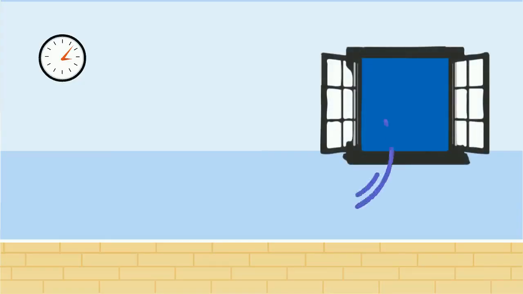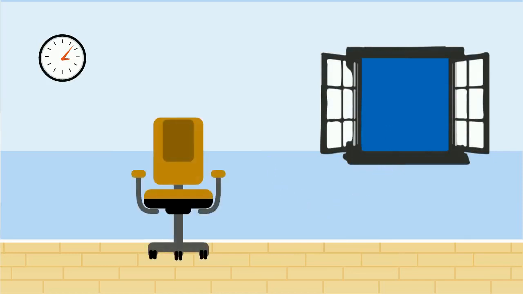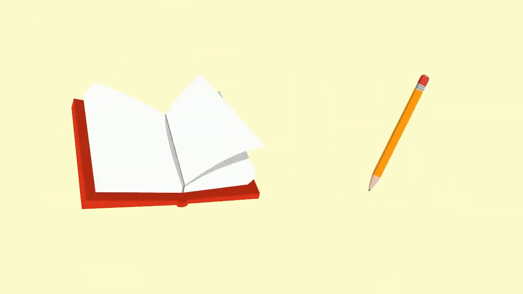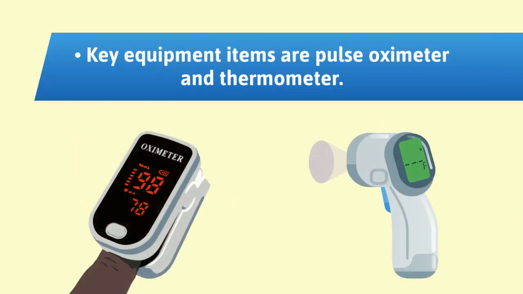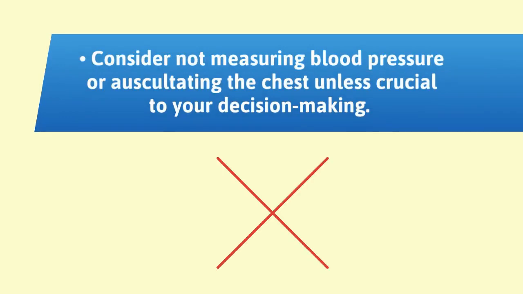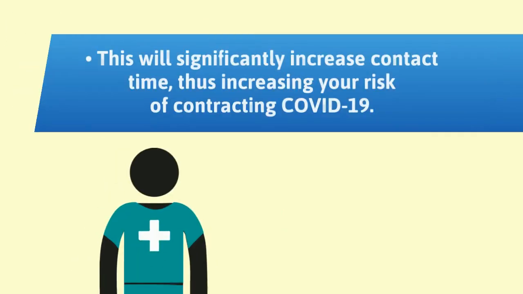The clinical area should be well ventilated and as bare as possible, apart from a chair for the patient and a table for necessary clinical equipment, which should remain in this room for all clinicians to use. Writing of notes should ideally take place in a separate location. Key equipment items are pulse oximeter and thermometer. Consider not measuring blood pressure or auscultating the chest unless crucial to your decision making, as it will significantly lengthen contact time, thus increasing your risk of contacting COVID-19.